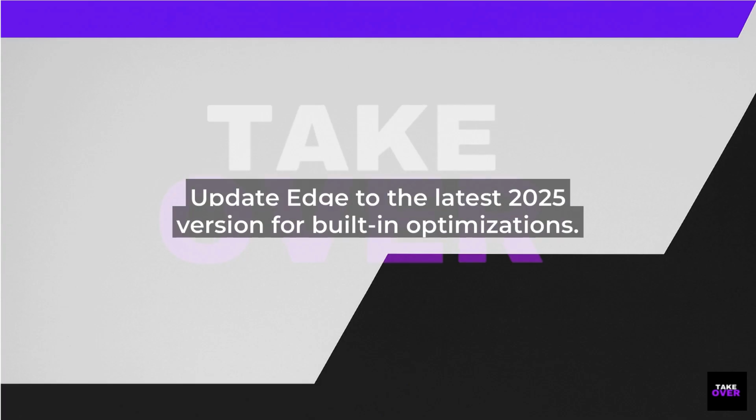First off, why does this matter? High memory usage can slow down your PC, cause lags, and even shorten your battery life, especially if you're on a laptop. But don't worry, these fixes are straightforward and effective for the latest Edge version in 2025.